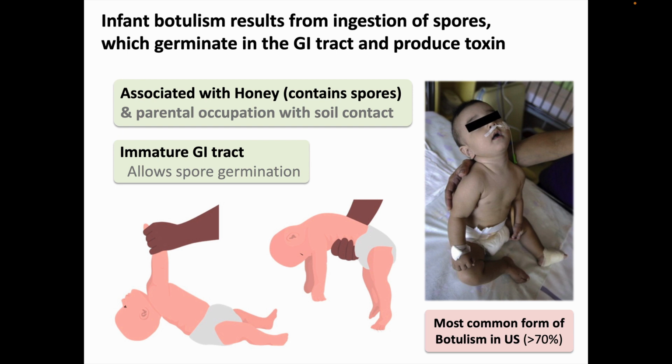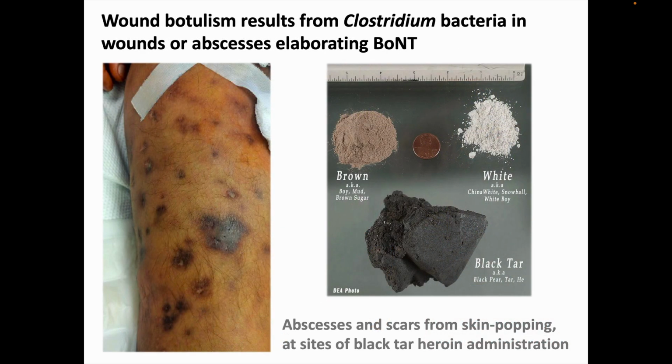In recent years, there have been many more cases of infant botulism, around 70% of all botulism cases, compared to foodborne, between 10 to 20%. The remaining botulism cases are from wound botulism. Wound botulism results from Clostridium bacterial infections in wounds or abscesses where the bacteria are now actively producing botulinum neurotoxin. Since the bacteria is an obligate anaerobe, presumably there are anaerobic areas within these wounds where the bacteria thrive.